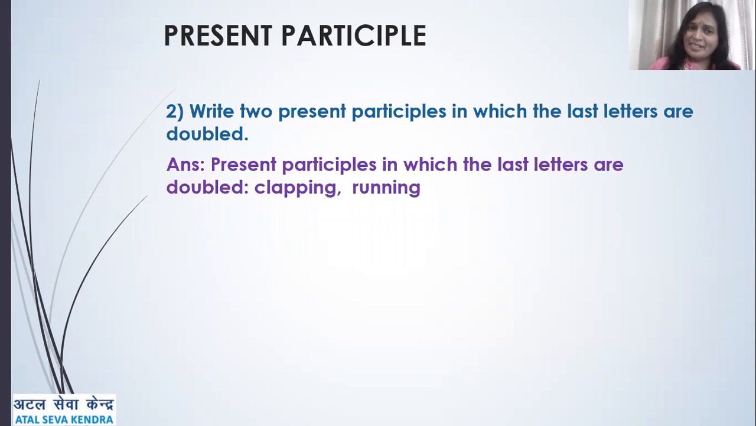Now let us see a question based on present participle. Write two present participles in which the last letters are doubled. Present participles in which the last letters are doubled: clapping, running. Clap, the last letter P is doubled, clapping. Similarly, running.